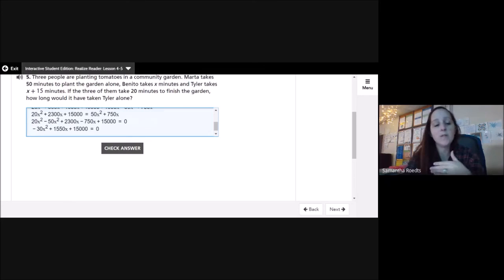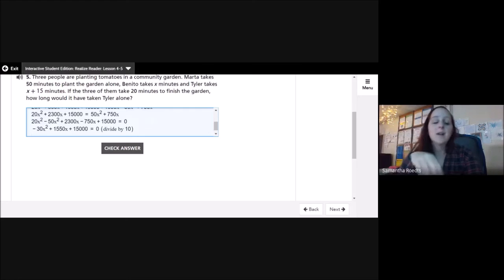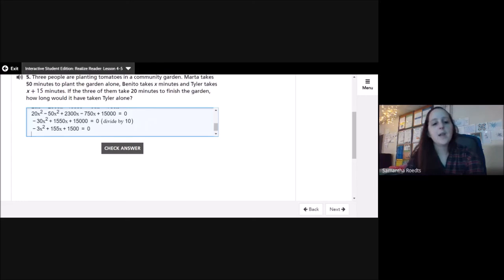I'm going to go ahead and divide all of these by 10. You don't have to, but I'm just trying to make the numbers a little bit smaller, and they all end in 0, so I might as well just go ahead and divide by 10. So I get negative 3X squared plus 155X plus 1,500 equals 0. I'm going to go ahead and factor, so I get negative 3X minus 25 times X minus 60.